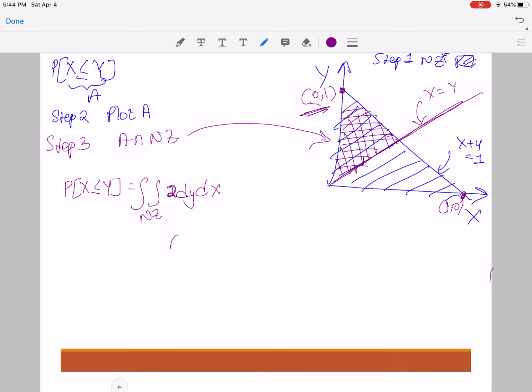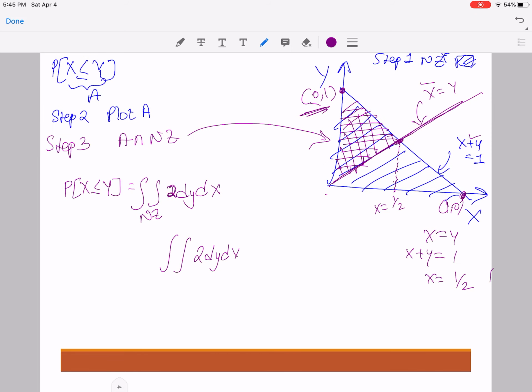So let's do that. In this region, let's identify what this point is right here. At this point, both of these equations, x plus y equal to 1 and x equal to y, hold true. So let's find out what the value of x is. X will be equal to 1/2. You can prove that. X is equal to 1/2 right here.